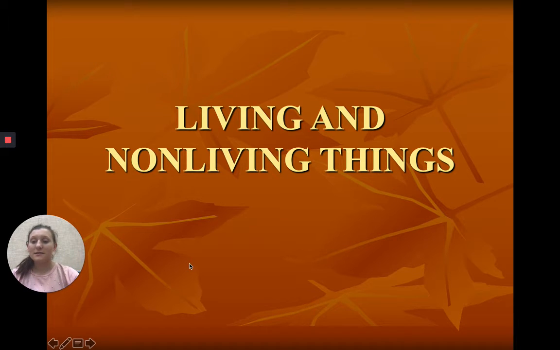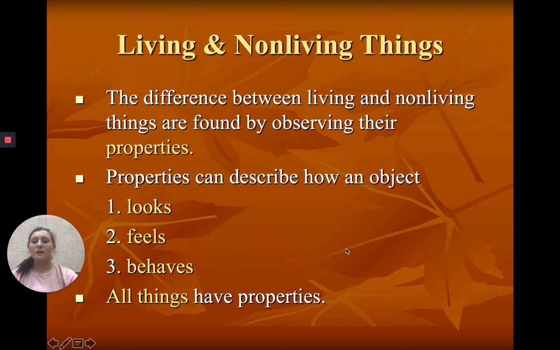Today for science, we are going to be looking at the difference between living and non-living things. So first off, we need to figure out what the difference is between living and non-living things. The difference between living and non-living things is found by observing their properties. Now, properties can describe how an object looks, how an object feels, and how an object behaves.